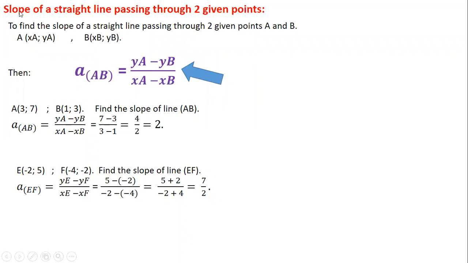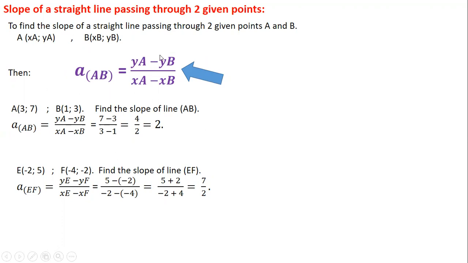Then we talked about how to find the slope of any straight line passing through two given points. Yes, read, Mariam. Slope of a straight line passing through two given points. To find the slope of a straight line passing through two given points A(XA, YA) and B(XB, YB), the slope of AB is equal to (YA minus YB) over (XA minus XB).